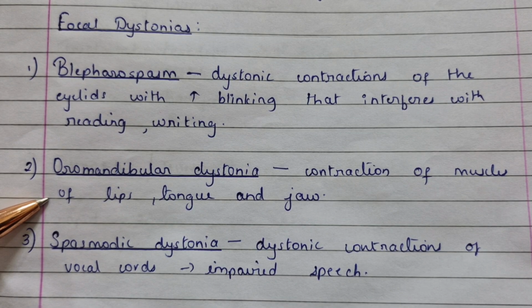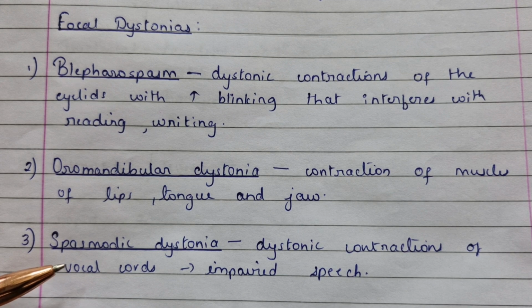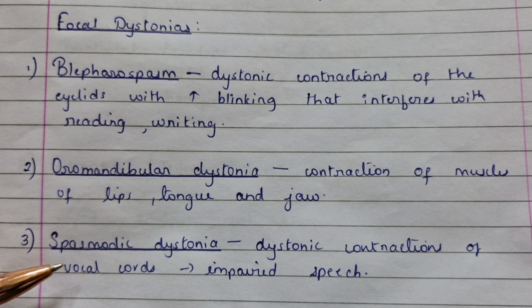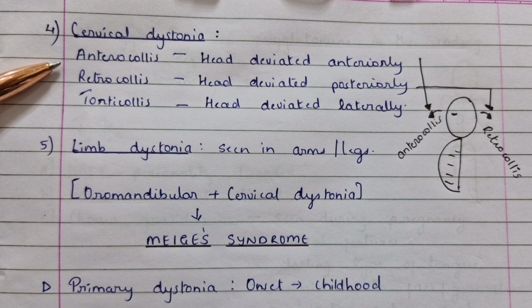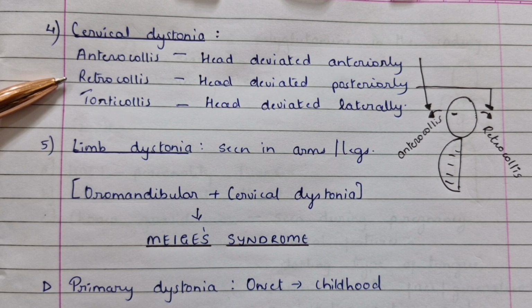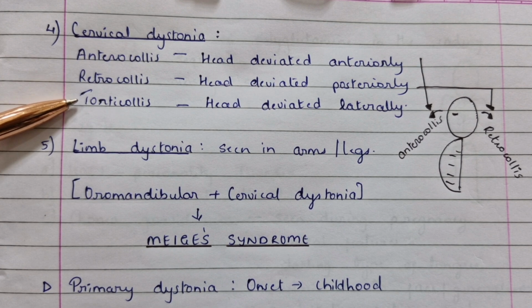Then we have oromandibular dystonia, which are contractions of muscles of the lips, tongue, and jaw. Spasmodic dystonia, which are dystonic contractions of the vocal cords, which results in impaired speech. Cervical dystonia. Under this we have anterocollis when the head is deviated anteriorly, retrocollis when the head is deviated posteriorly, and torticollis when the head is deviated laterally.